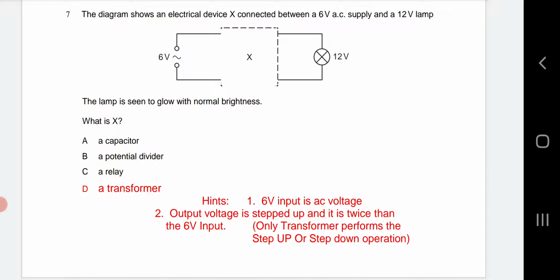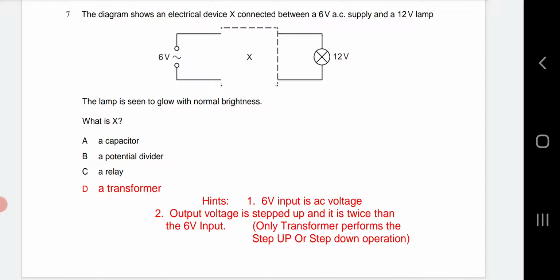Question number 7. The diagram shows an electrical device X connected between a 6 volt AC supply and a 12 volt lamp. The lamp is seen to glow with normal brightness. What is X? Okay, hint. In these types of questions, there are some hints.